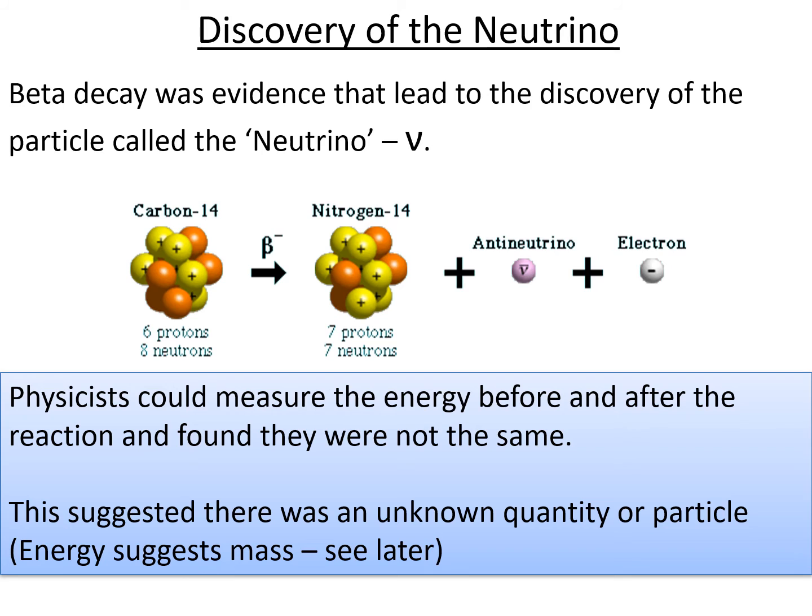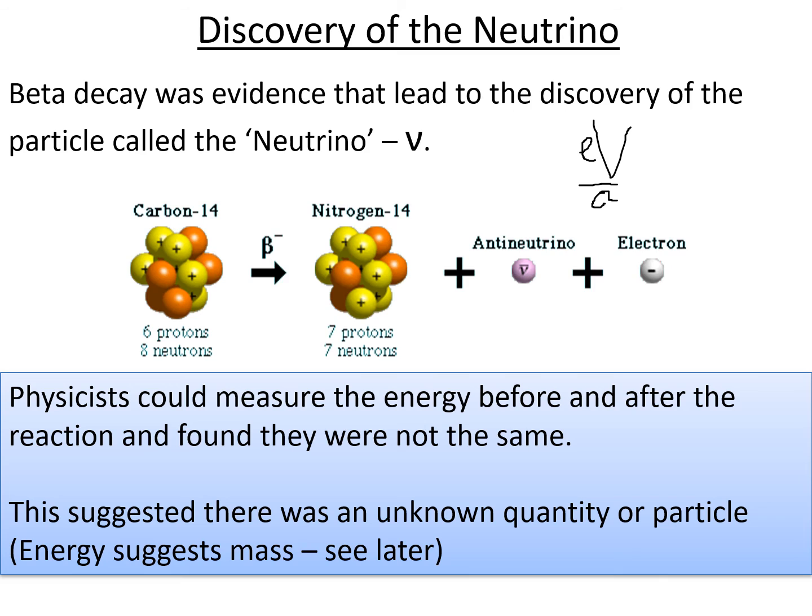Now, one of the ways this happened was that physicists could measure the energy before and after the reaction, and they found that they were not the same. And this suggested there was an unknown quantity or a particle, because remember, energy suggests mass, and we'll talk more about this when we do the radiation topic. But we've already come across it before, because remember, we can calculate the energy of particles in terms of electron volts, can't we? So remember, we had this unit for electron volts where we did eV over c squared. And we said this could be a unit for mass of a particle, wasn't it?